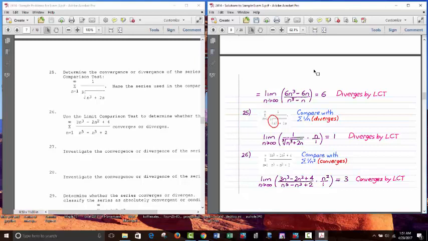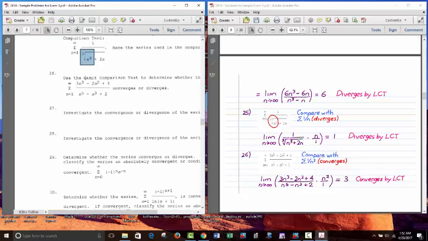25, same thing. And actually you're comparing it with the same thing also, because you're kind of ignoring the 2 to the n here, so all you're focusing on is this right here. So basically the cube root of n cubed is just n, so you're comparing it with 1 over n. So that's pretty much the same thing. We get diverges again. Now the next one's an LCT, but we compare with 1 over n squared right there, because n cubed over n to the 5th reduces to 1 over n squared.